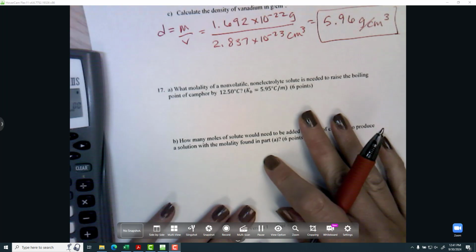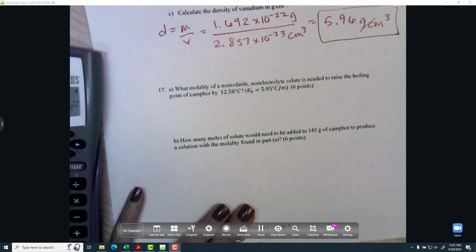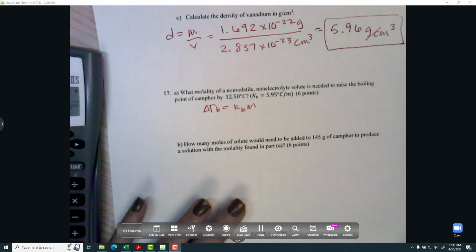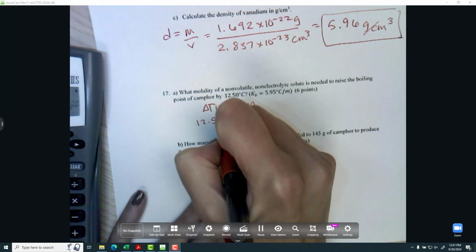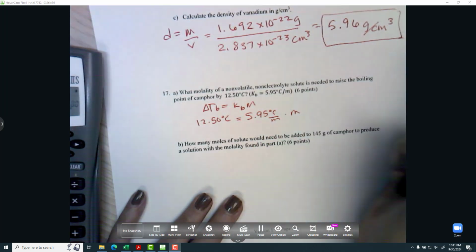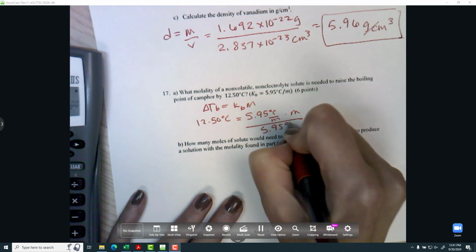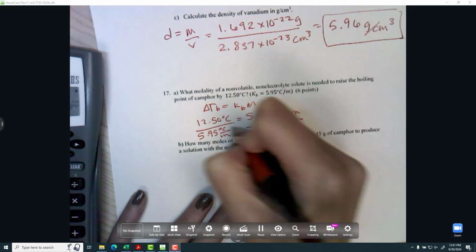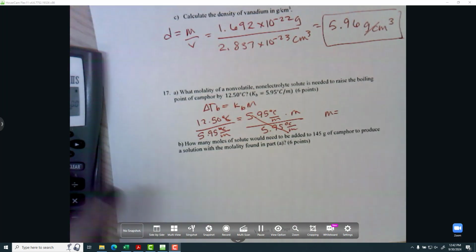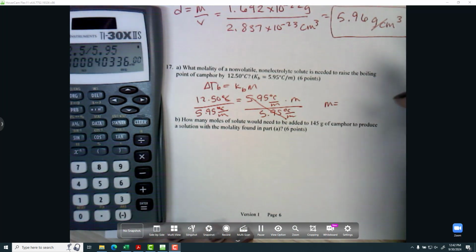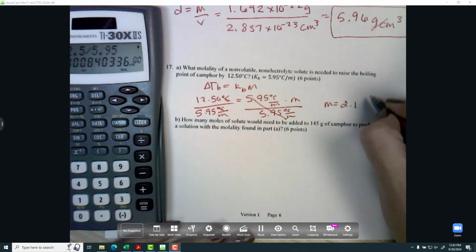All right, and then finally, what molality of a non-volatile, non-electrolyte solute? This is like what we did in lab, where it tells me how much the boiling point is going to go up by, and the Kb, and it's asking me the molality. So the boiling point went up by 12.5 degrees Celsius. Solve for molality. Divide by 5.95 on both sides. And this degrees Celsius will cancel. I got molality in the denominator of the denominator, so that would just be the numerator. And I got 2.10 molal. There we go.